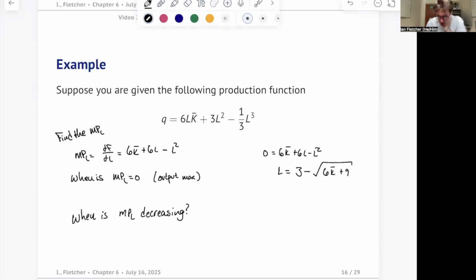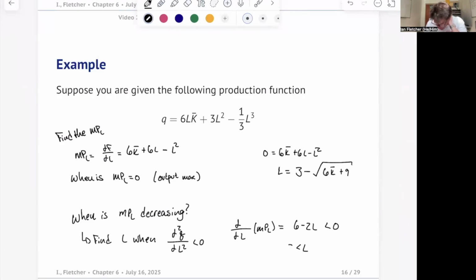Right, well, that is when we want to find L when our second partial is less than 0. So let's take the derivative of our MPL again. And this is going to be 6 minus 2L. When is that less than 0? Well, that is going to be when L is greater than 3. Right, so those are all questions that you could be asked on the homework or on the exam.